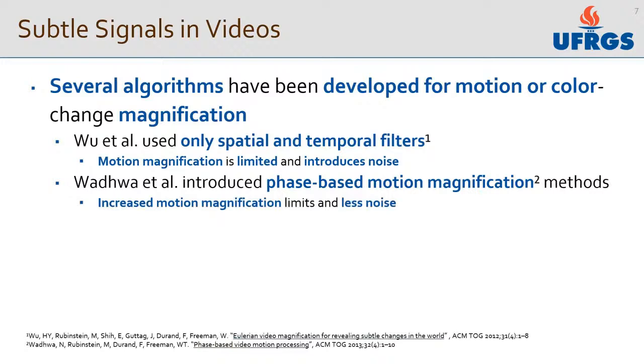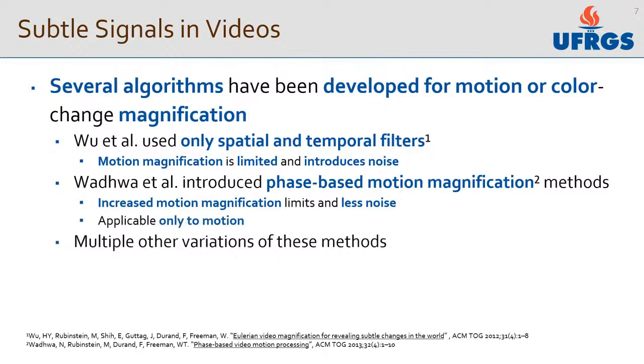Their technique increased the possible levels of motion magnification and reduced the noise introduced. It was, however, applicable only to motion. Other techniques were introduced later that aimed at fixing different problems with these previous techniques, but they didn't try to provide both high-quality motion and color magnification.